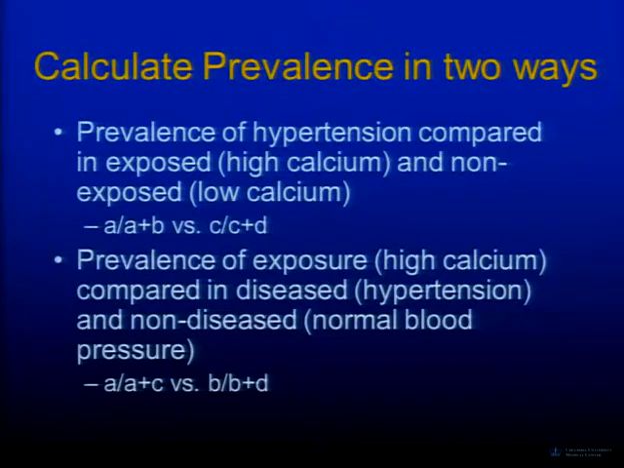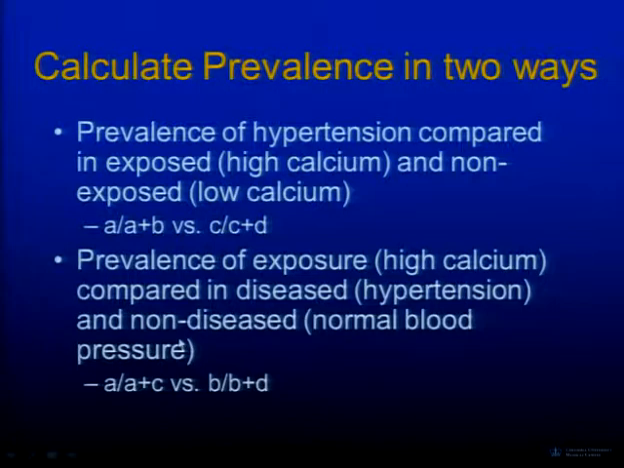And with this data, going back to the calcium, we can calculate the prevalence of hypertension compared in the exposed and non-exposed. So it will be A over A plus B, the people with hypertension over all those with high calcium, and then C over C plus D. And this will look at the prevalence of exposure, high calcium, compared in the disease with hypertension and non-disease normal blood pressure. And so all of these are here.